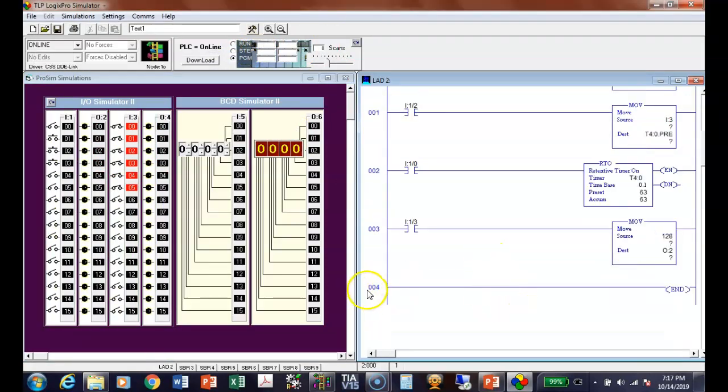We don't have to have a reset instruction with a non-retentive timer because as soon as the rung goes false, it resets by itself. A retentive timer holds the time until we use what instruction? Reset, yeah. So here's our reset instruction. I've got to put another rung in here.